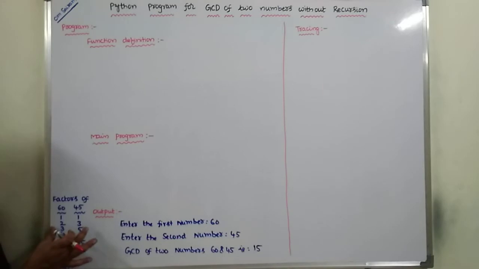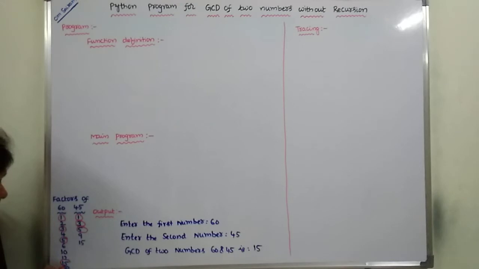Okay, so among the factors of 60 and 45, find the common values. Here 1 is there, here 1 is there; here 3 is there, here 3 is there; here 5 is there, here 5 is there. Next, here 15 is there, here also 15 is there. So 1, 3, 5, 15 are the common factors between 60 and 45.